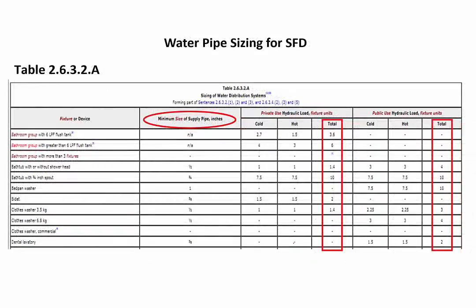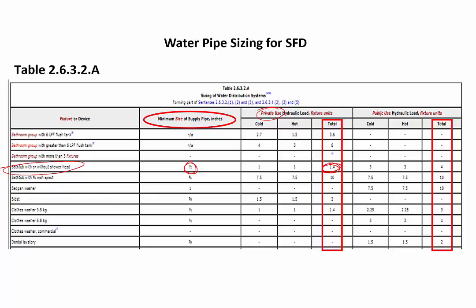Here's a close-up of the top section of table 2632A. And I want to look at a bathtub with or without shower head just as an example. There's your common residential 5-foot recessed bathtub. Minimum size supply pipe is 1/2 inch. So up to the fixture, the last run of piping to that fixture would need to be a minimum 1/2 inch. That's the rough-in minimum. And if it's a private use, like in a single-family residential, we would give that bathtub 1.4 fixture units. So that's 1.4 on the hot, 1.4 on the cold.